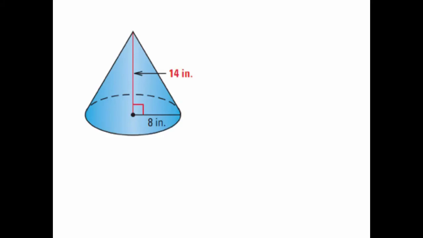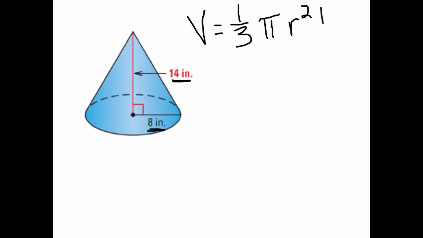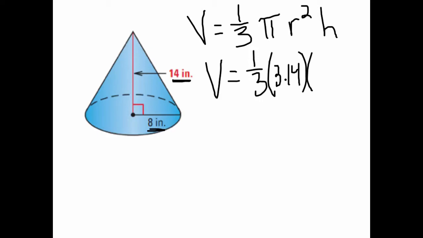Alright guys, let's look at this cone and let's find the volume of it. What I notice about this cone immediately is that it has a height of 14 inches and a radius of 8 inches. And if I recall from my earlier slide, my formula for finding the volume of a cone is volume equals 1/3 pi times r squared, which is radius, times height. So I have a radius of 8 and a height of 14. Let's just plug those in. V equals 1/3 times pi, which is 3.14, times r squared, we had a radius of 8, times a height of 14.